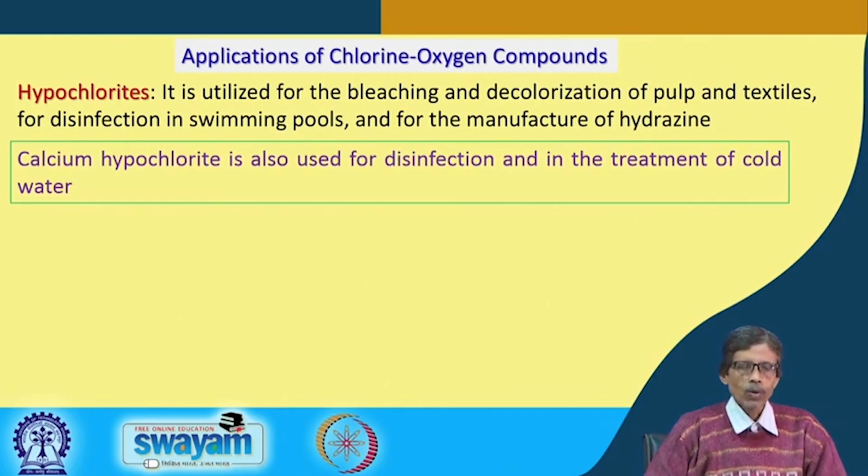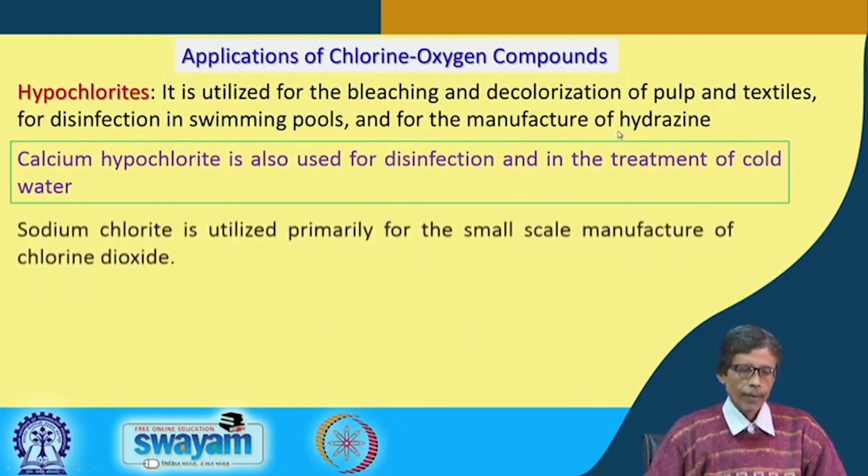So, along with sodium hypochlorite, calcium hypochlorite is also useful for disinfection and in the treatment of low temperature water, not at high temperature. Low temperature water can have an excess amount of dissolved oxygen. That oxygen can be a very good material for the growth of bacteria, fungus or any unwanted material. Fungal growth can be very good where the oxygen content of the water is more. So, in place of sodium hypochlorite, we can use calcium hypochlorite for treating water at low temperature.